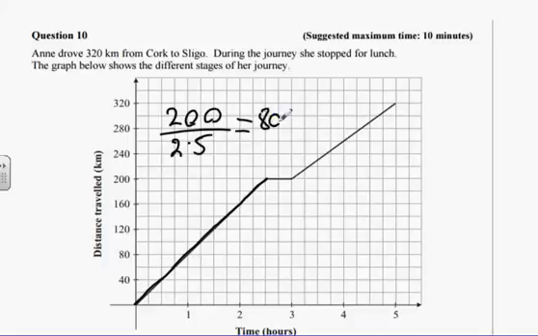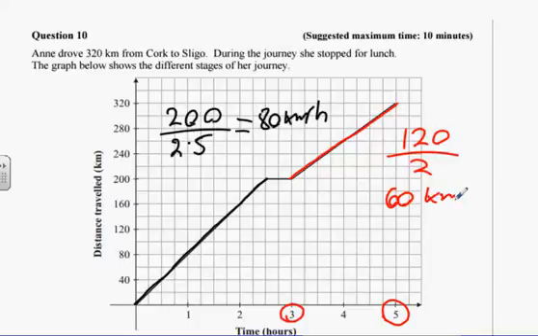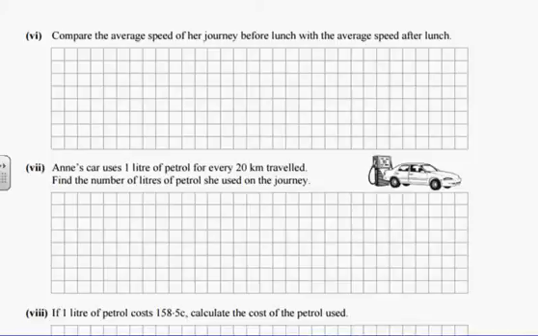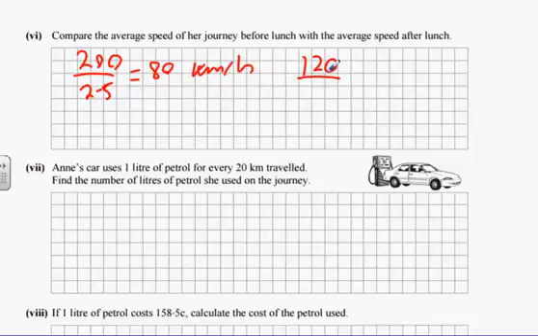Okay, and after lunch, which we're going to do in red, how much did she do after lunch? She did 120 kilometers in 2 hours, which is 60 kilometers per hour. So 80 kilometers per hour is faster than 60 kilometers an hour, yeah? So the first one was 200 divided by 2.5, which is 80. And the other one was 120 divided by 2 hours, which is 60 kilometers per hour.